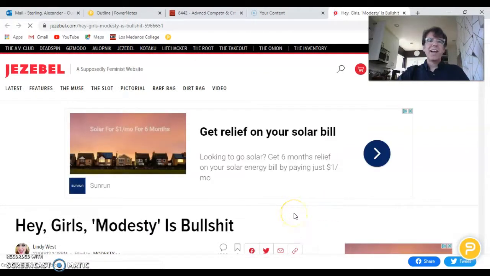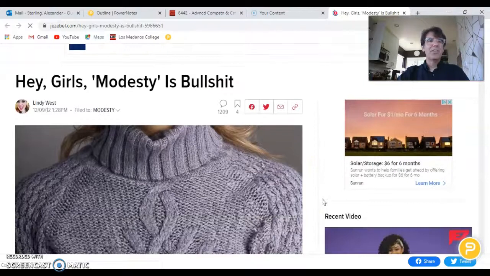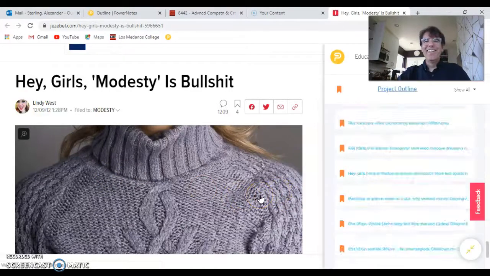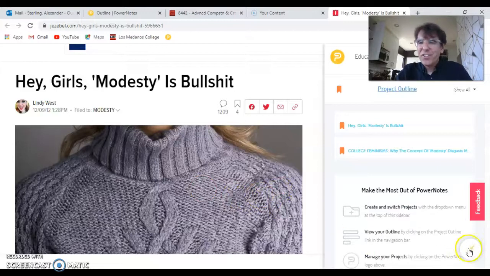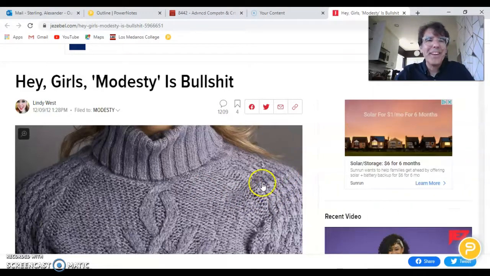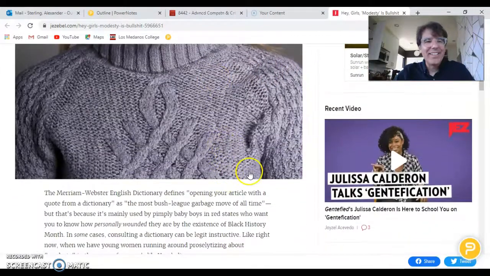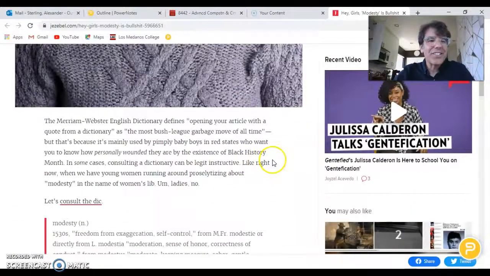So this is from an online magazine called Jezebel, and I feel tempted to analyze the title, but I won't. So the author is Lindy West, and there's Lindy right there. And the title is Hey Girls, Modesty is Bullshit. So this is not a scholarly style of writing, but I think it's good writing in a way. So maybe you like this article too.